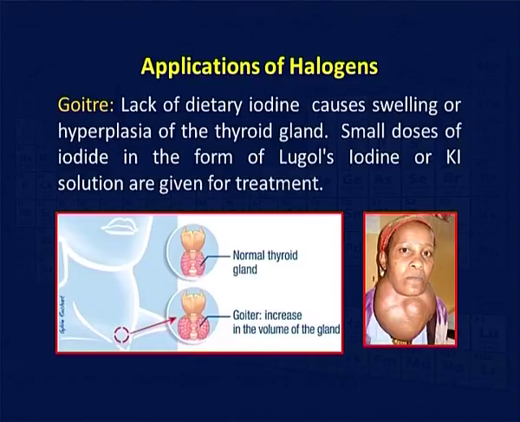It is the presentation for goiter. This is the status of the normal thyroid gland, and this thyroid gland is getting increased in the volume of the gland, this representation, and this is the state of the throat in such type of deficiency. It all appears due to the lack of dietary iodine, which causes such swelling of the throat. It can be treated with potassium iodide solution or Lugol's iodine.